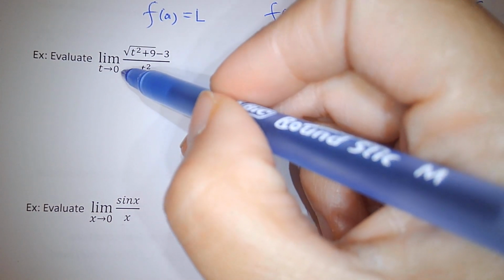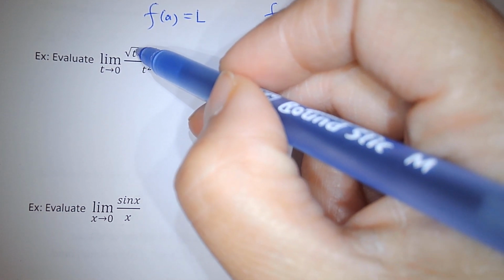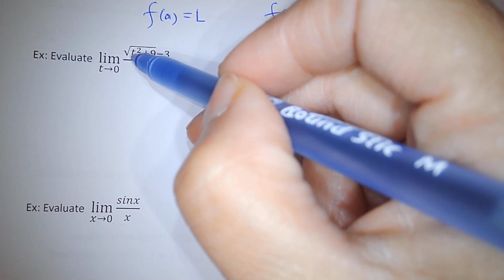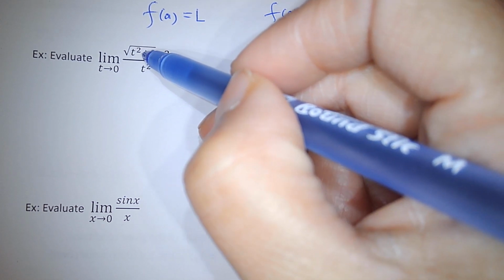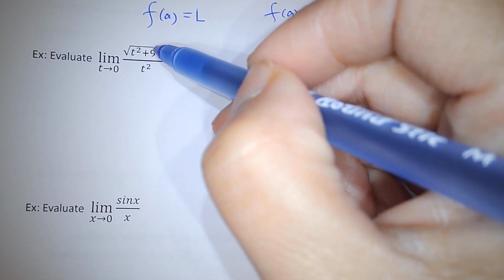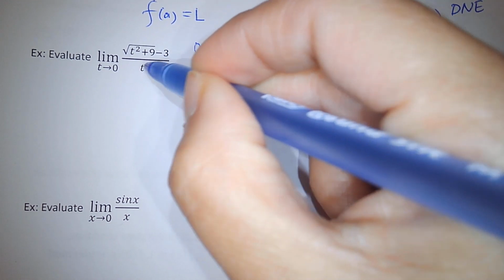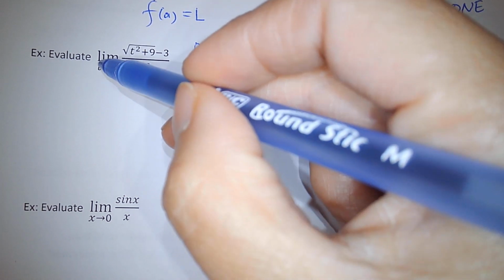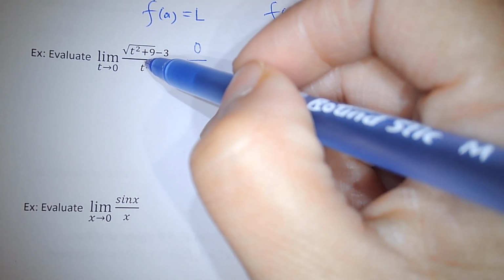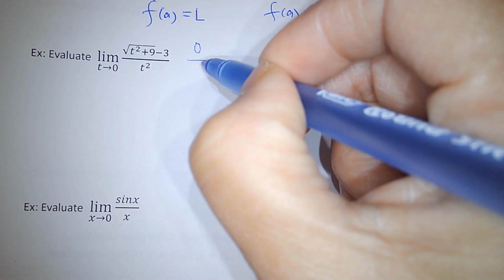Let's plug in t equals 0 and see. If we plug in t by 0, what should we have? 0 squared is 0, plus 9 is 9. Square root of 9 is 3. 3 minus 3 is 0. So on top, if t exactly equals 0, we get a 0. And on the bottom, 0 squared is 0.